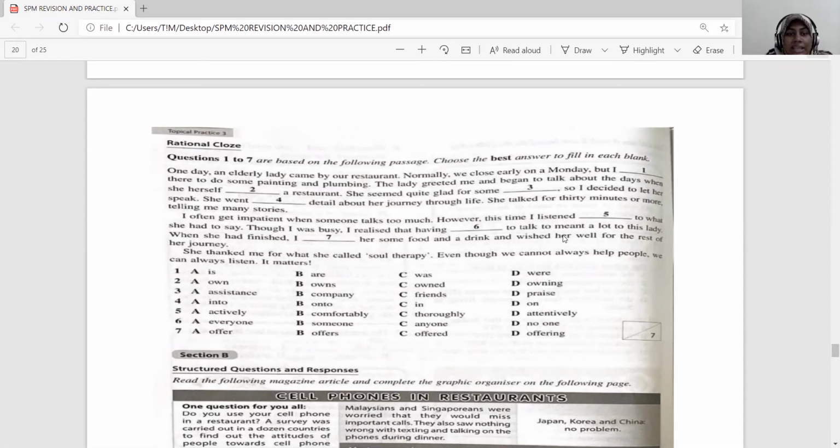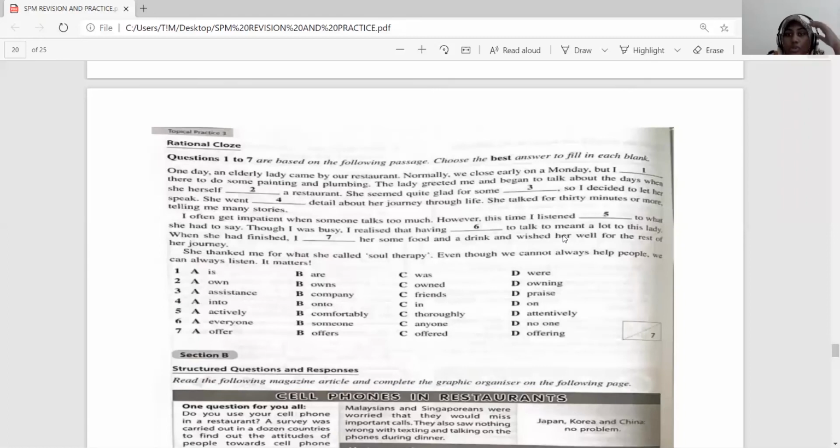All right. One day an elderly lady came by our restaurant. Normally we close early on Monday, but I was there to do some painting and plumbing. The lady greeted me and began to talk about the days when she herself exactly owned, it's past tense, right? Owned a restaurant. She seemed quite glad for some company. What is number 3? It's B. Company means having somebody there with you.